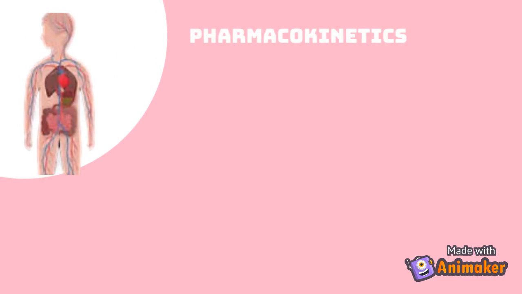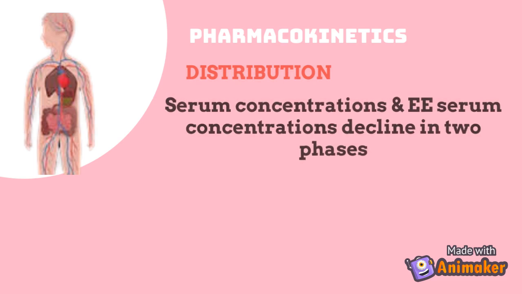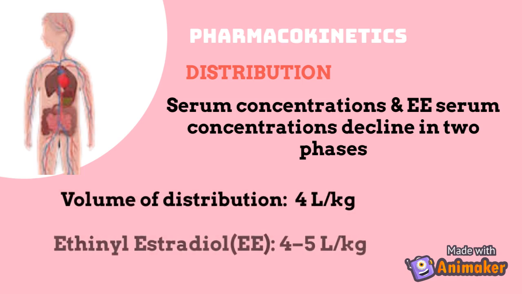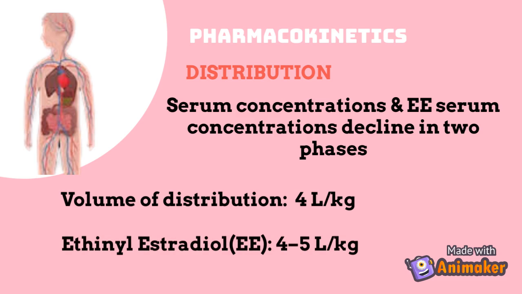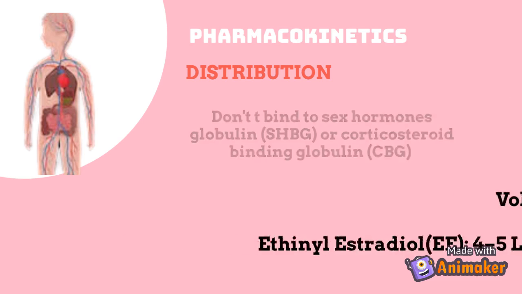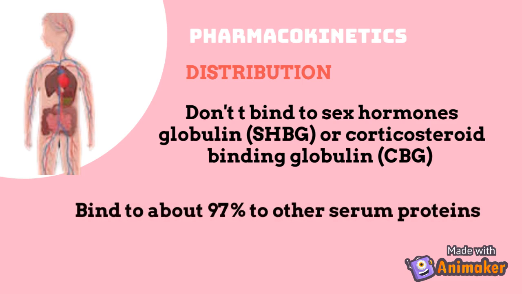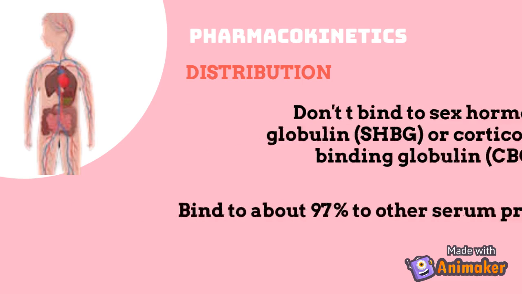Second process is distribution. My serum concentrations and ethinyl estradiol serum concentrations decline in two phases. My apparent volume of distribution is approximately 4 liters per kilogram, and that of ethinyl estradiol is reported to be approximately 4 to 5 liters per kilogram. I do not bind to sex hormone binding globulin or SHBG or corticosteroid binding globulin or CBG, but I bind about 97% to other serum proteins.